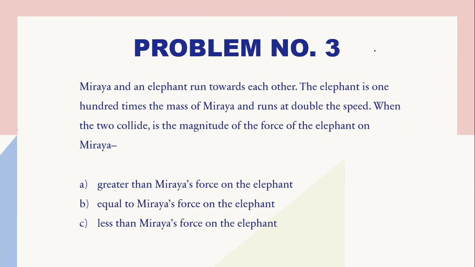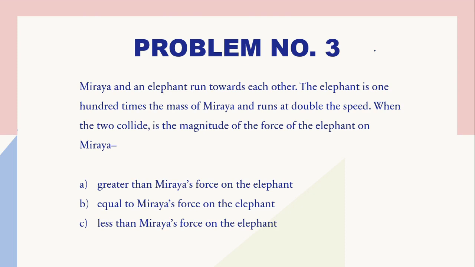Problem number 3. Mariah and an elephant run towards each other. The elephant is 100 times the mass of Mariah and runs at double the speed. When the two collide, is the magnitude of the force of the elephant on Mariah greater than Mariah's force on the elephant, equal to Mariah's force on the elephant, or less than Mariah's force on the elephant?